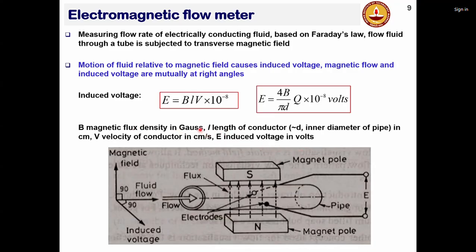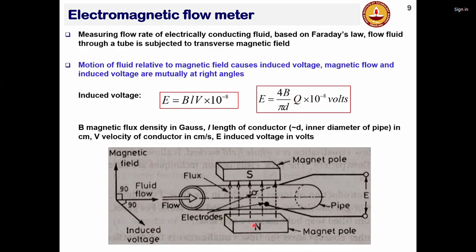And given these units, the corresponding voltage will have a unit of volt. So essentially, your induced voltage in terms of flow rate can be written this way: E = 4B/(πd) × Q × 10^-8 volts. So you can see that your induced voltage is directly proportional to the flow rate.